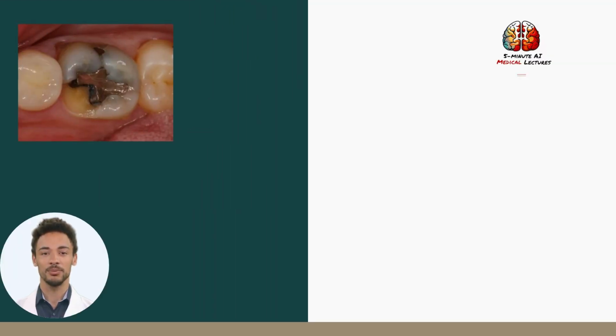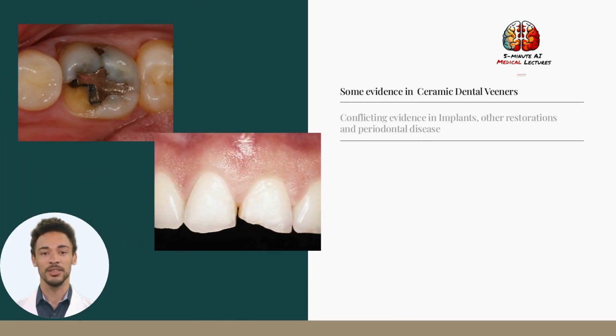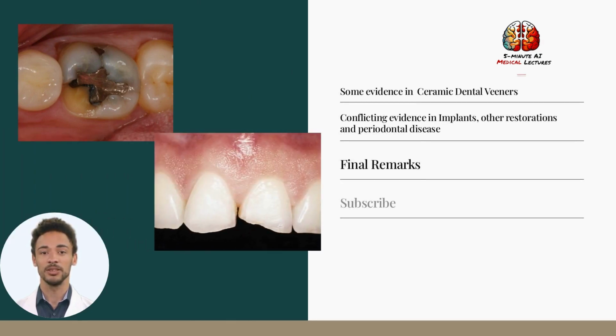Regarding the evidence on bruxism and restoration failure, there is evidence to suggest that bruxism can contribute to restoration failure in certain cases, particularly with ceramic veneers. Nonetheless, evidence is conflicting and scarce regarding the possible complications in dental implants, failure in other restorations, and periodontal disease. Some articles suggest that it could be possible that bruxism might have some deleterious effects for dental implants.